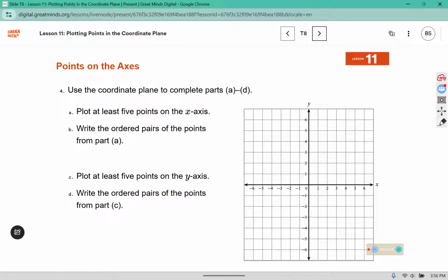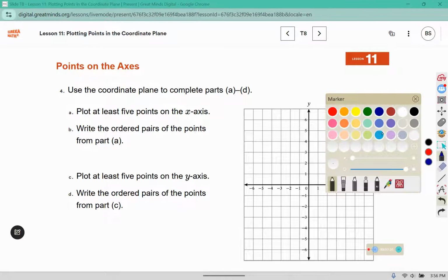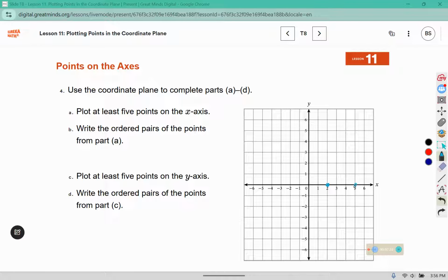Plot at least 5 points on the x-axis. Write the ordered pairs of the points from part A. I have -6, 0 for this point here. This would be -4, 0. This one is -1, 0. Here I have 2, 0 and 5, 0.